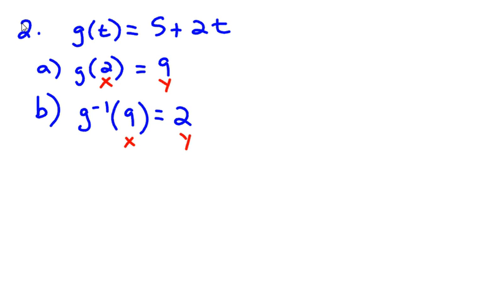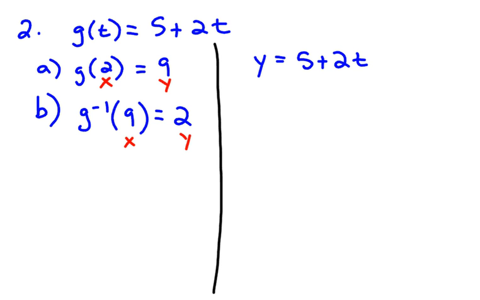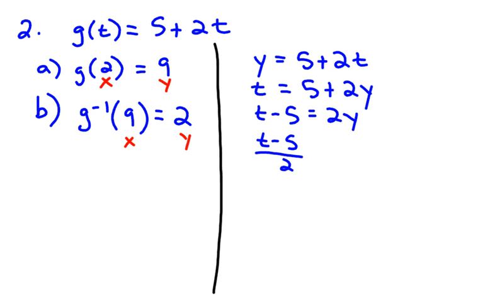Now, if you don't think of that, then you have to go through and find the inverse of g first. So let's actually do it like that. Let's say we take our g of t, change g of t to y, and now we have to switch the y and the t. So we'd have t equals 5 plus 2y, and now we solve for y, subtract the 5 from the other side, and divide both sides by 2. T minus 5 divided by 2 equals y, or we can say equals the inverse of g of t.